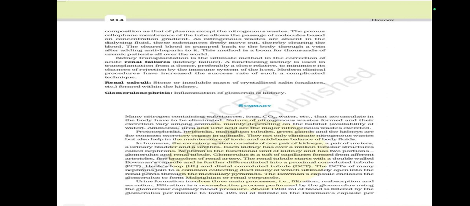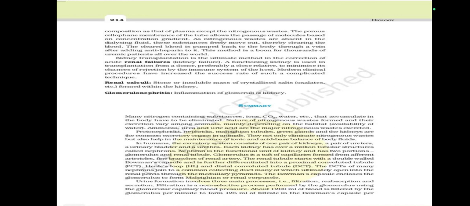Kidney transplantation is the ultimate method of correction of acute renal failure, kidney failure. A functioning kidney is used in transplantation from a donor, preferably a close relative, to minimize the chances of rejection by the immune system of the host. Modern clinical procedures have increased the success rate of such a complicated technique.